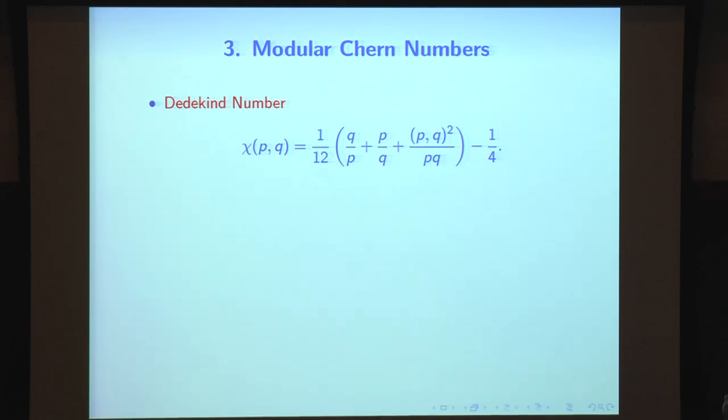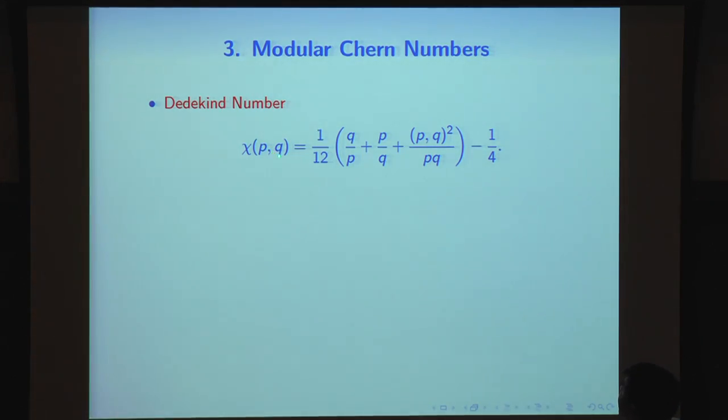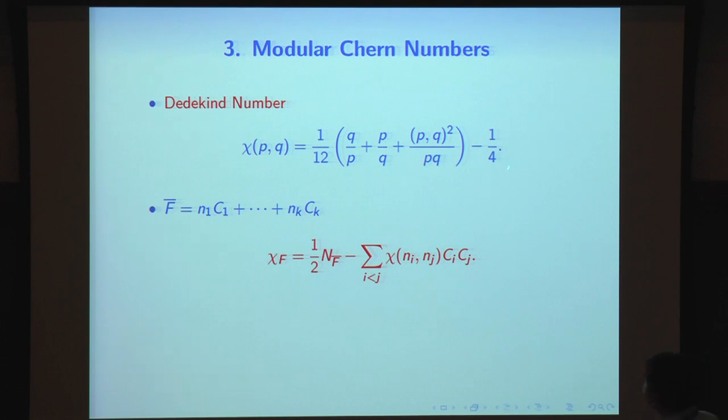In the formula for chi-F, we introduce the notation, the dedicated number, defined by this. P and Q are positive numbers, not necessarily coprime, because here is the quotient, the ratio. So here is the normal crossing model of the singular fiber F. So the multiplicity is here, K components with these multiplicities. Using this notation, we can get the formula for chi-F.